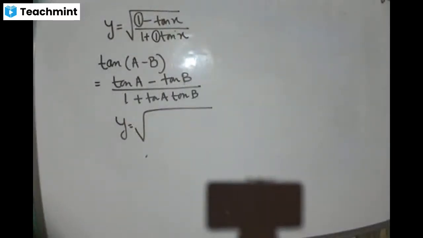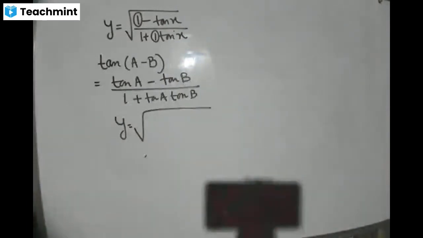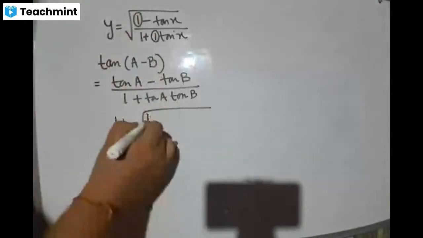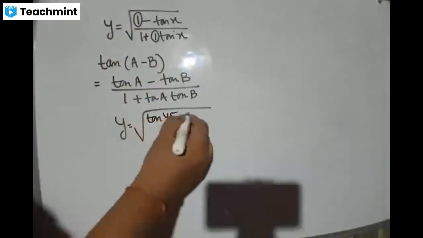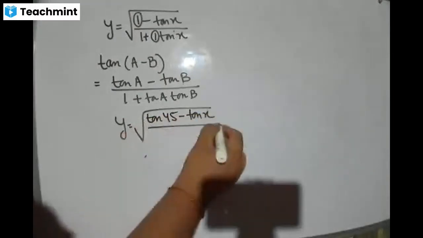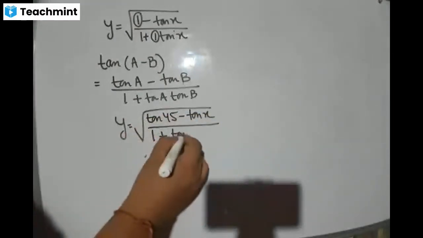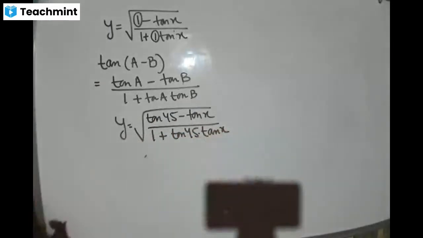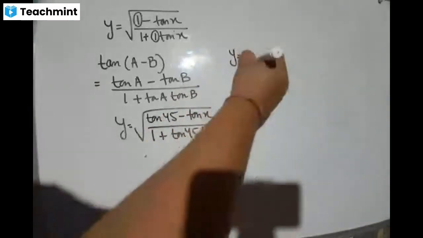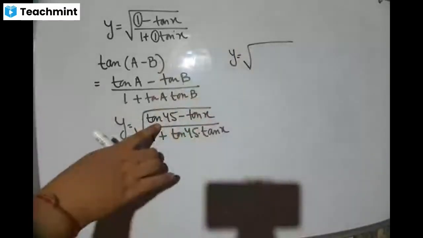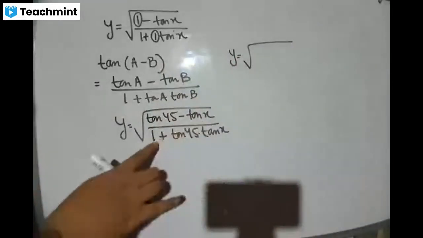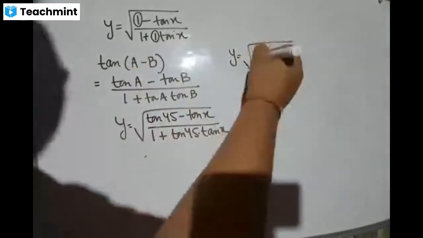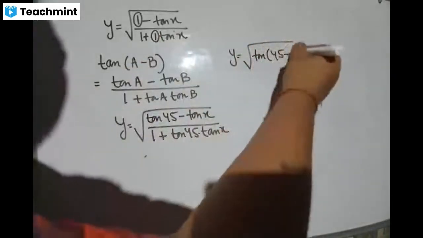So in class 10 you have learned that tan 45 is 1. So how can I replace 1 in terms of tan? So instead of 1, I can easily write tan 45 minus tan x divided by 1 plus, again instead of 1, tan 45 into tan x. So what do you get? y equal to under root, what is this? tan A minus tan B divided by 1 plus tan A tan B. What is that? That is tan(A minus B). So which one is your A? A is 45 minus x.